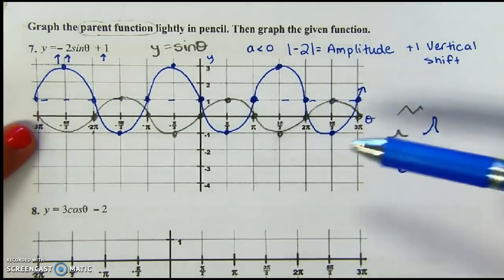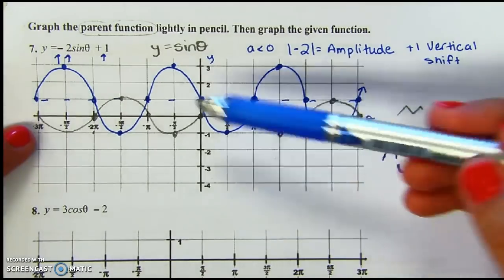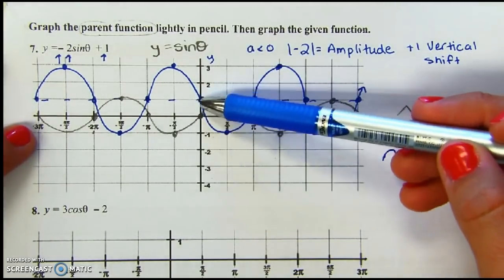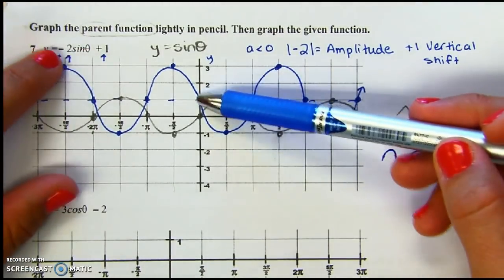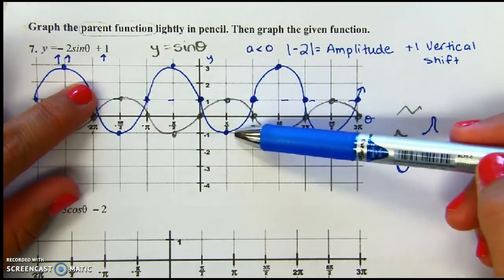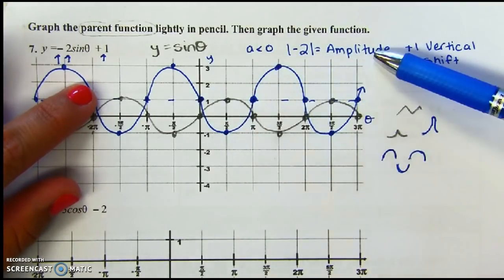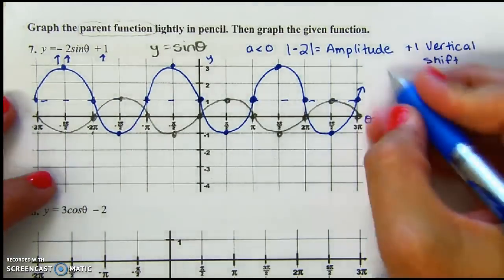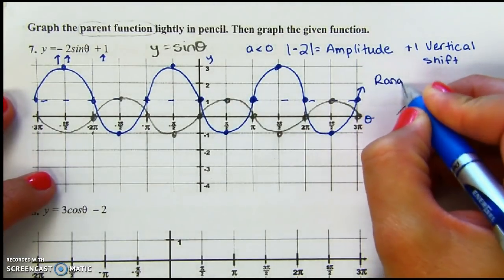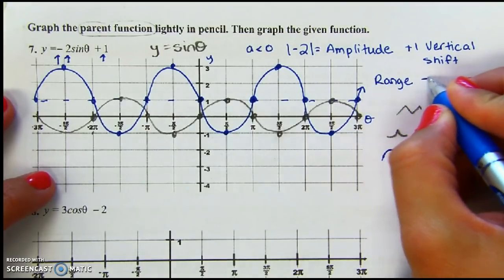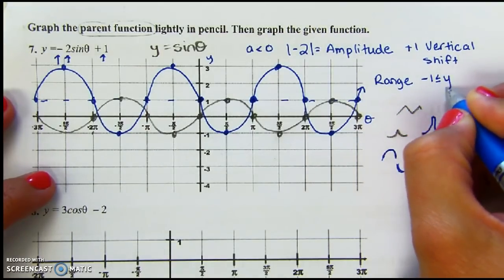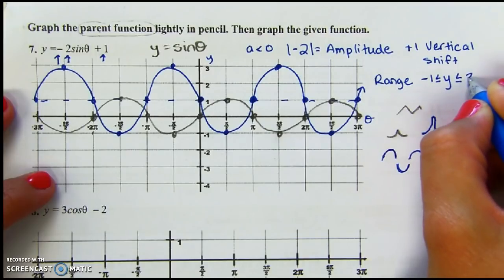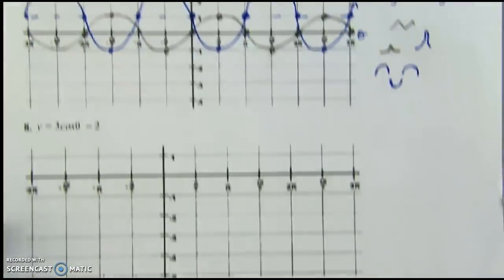Let's double check. I don't like how dark they are on top. I should do the parent function lighter. Okay, did we move it up 1? Yes. Did we go down? Yes. Are we going down 2 and up 2? Down 2, up 2. Yeah. Way to go. Okay. Should we say the range? Because we've been practicing that, right? The range is going to be from -1, inclusive, to +3.